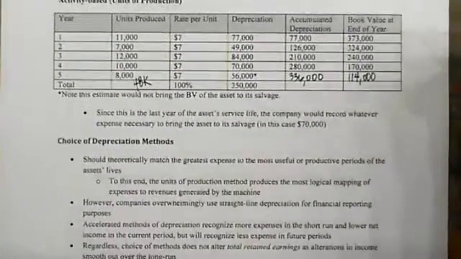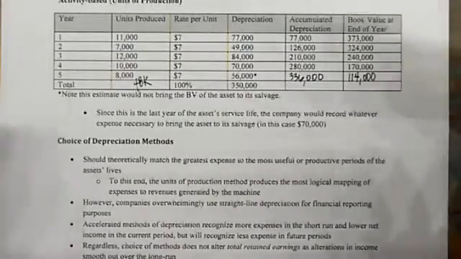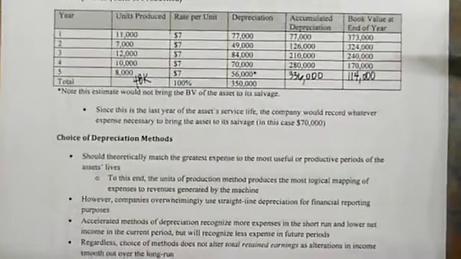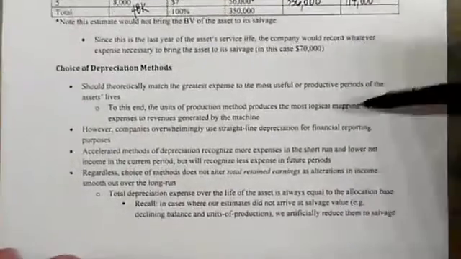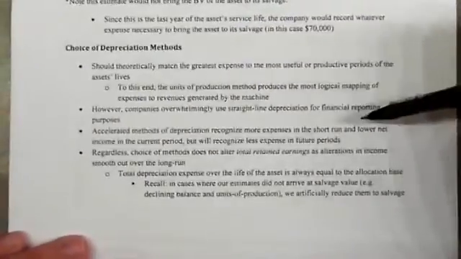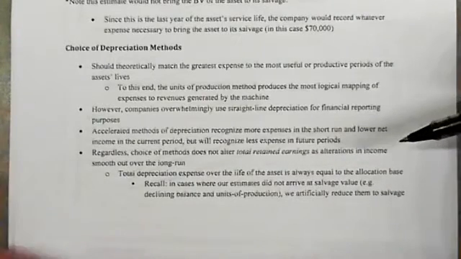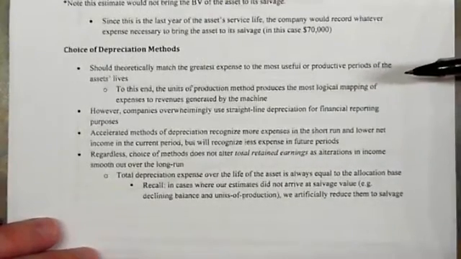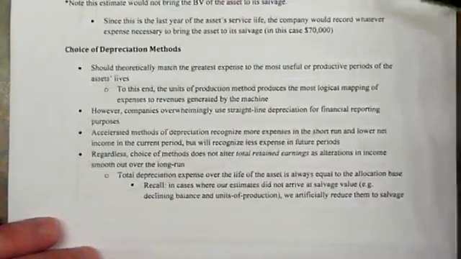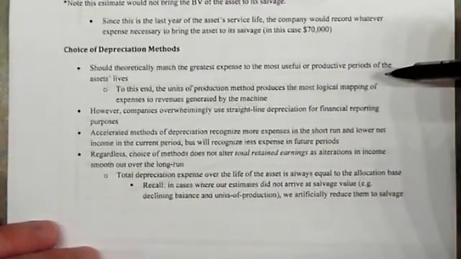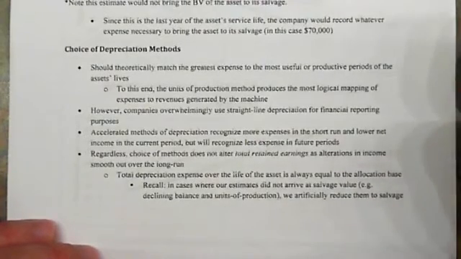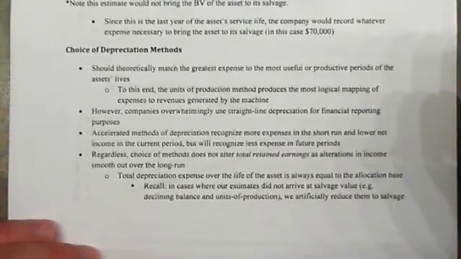A lot of times I don't know why intro classes emphasize these so much, because so many people use straight line. It is important that you know each of them. You could be tested over them in my class, and you could be tested over them in the CPA exam. So choice of depreciation methods, again, theoretically, not literally, but theoretically, we should match the greatest expense to the most useful or productive periods of the asset's life. So the units of production produces the most logical mapping of expenses to revenues, because when we run the machine into the ground and produce a ton of units, we're going to have the most expense, right?